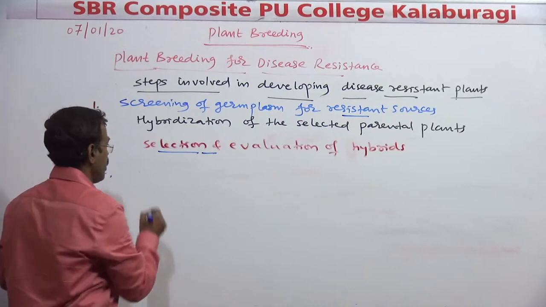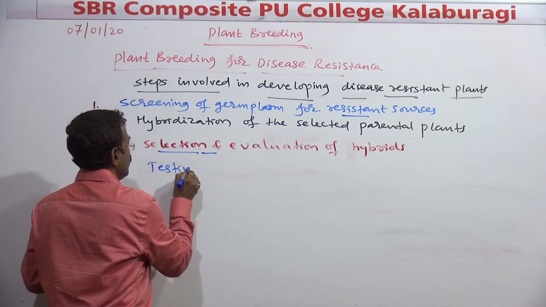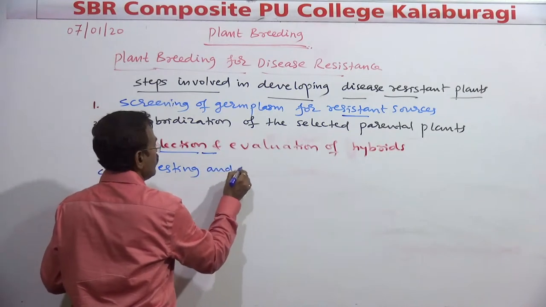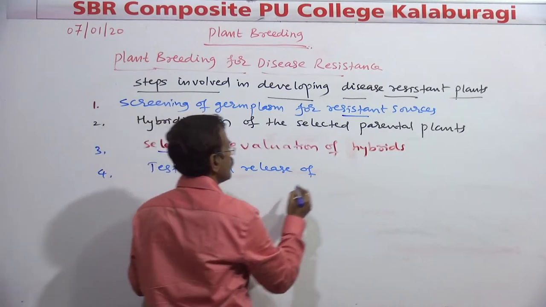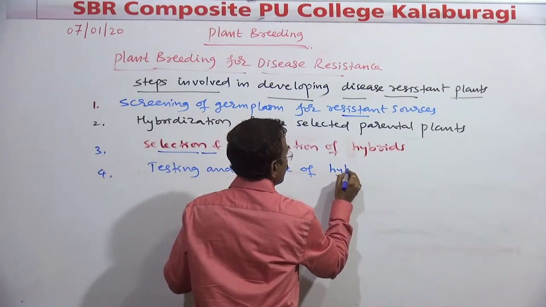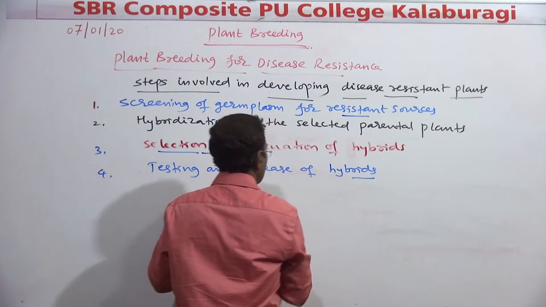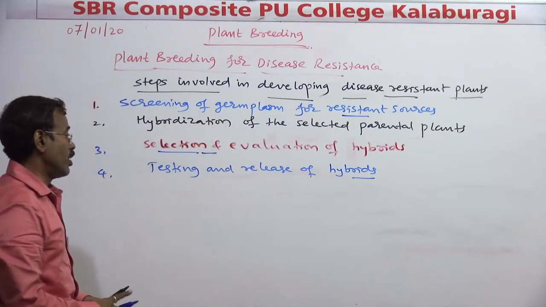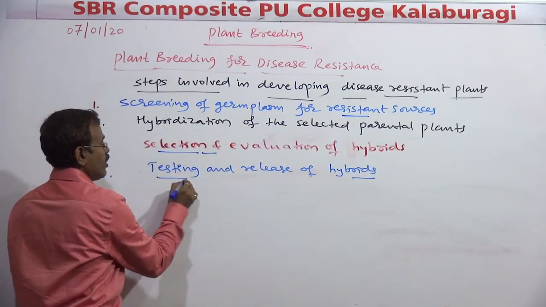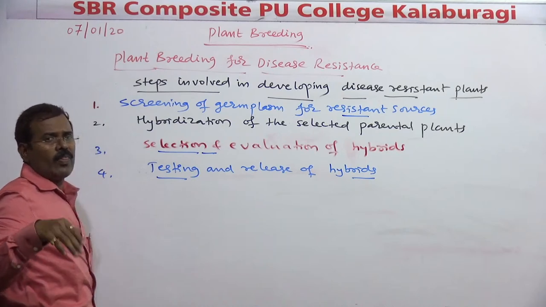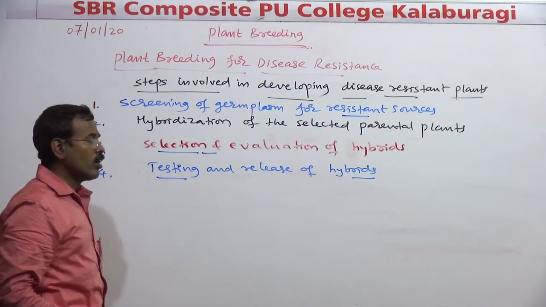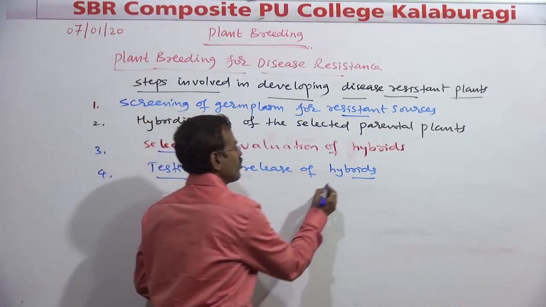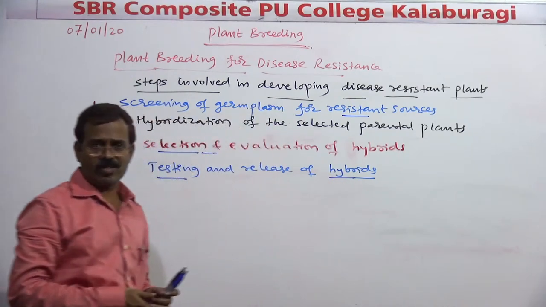Then the last step, that is testing and release of hybrids. Testing and release of hybrids. So after testing, first in the research field, then in open field conditions, then we can release such hybrids which are disease resistant.